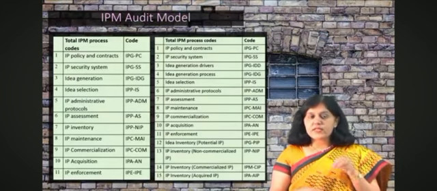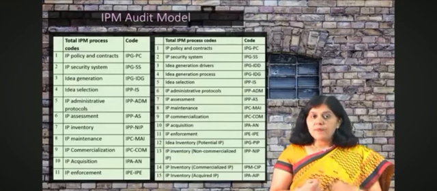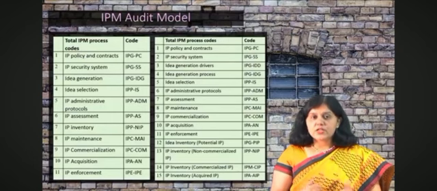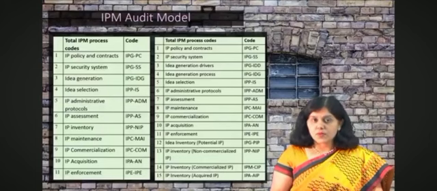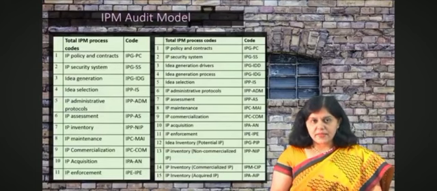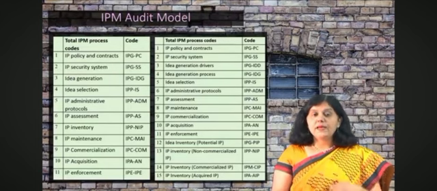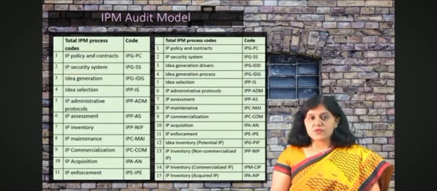So which were the first 11 codes? IP policy and contracts, IP security system, idea generation, idea selection, IP administrative protocols, IP assessment, IP inventory, IP maintenance, IP commercialization, IP acquisition, and then IP enforcement.